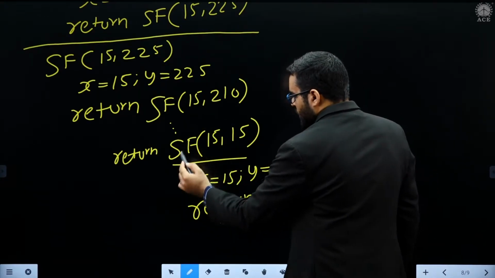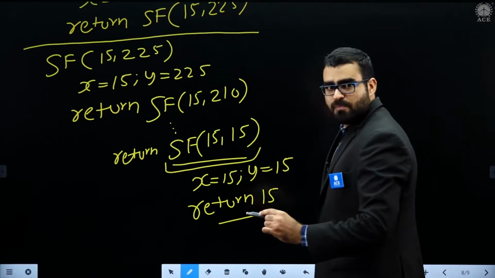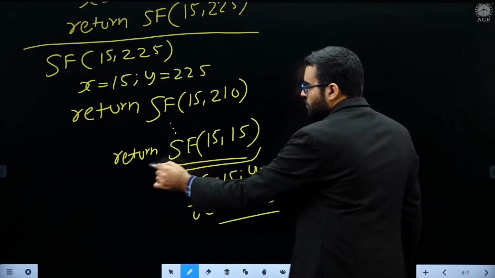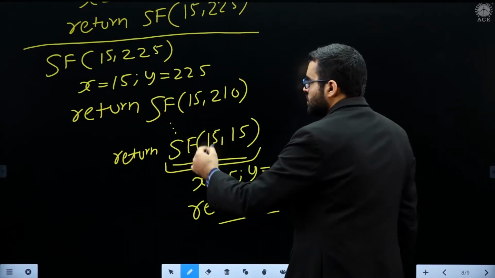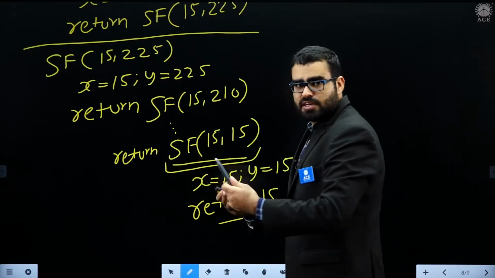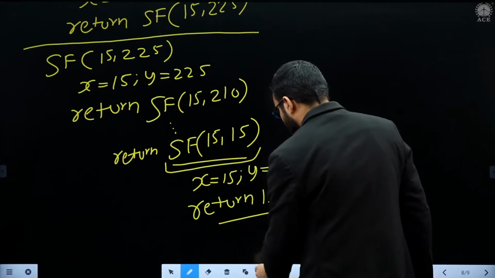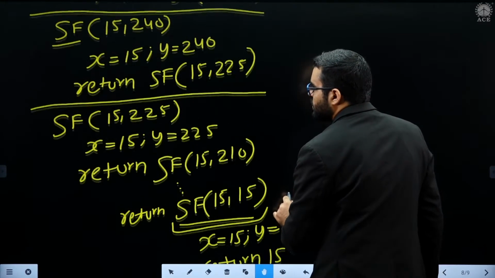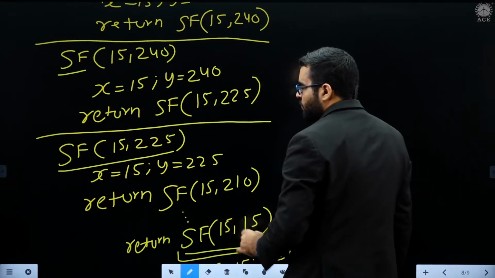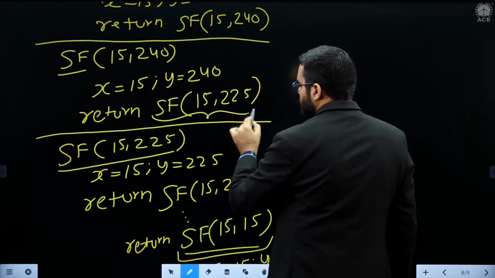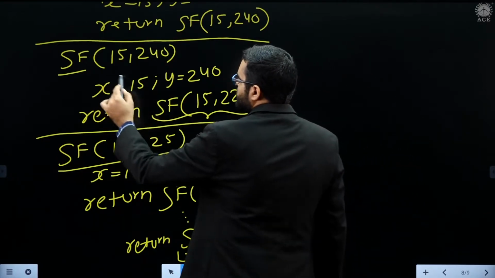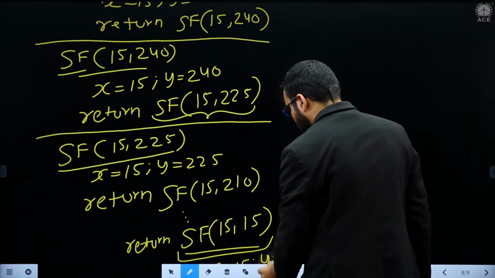So this function will return value 15. That value 15 we again return, like this. If we do like this, every function will just return the value 15, 15, 15. So ultimately every function is just returning value 15. So this function SF 15, 15 also will return the value 15. Again you can see, every function is returning the value 15.